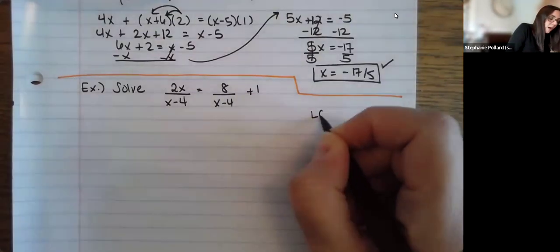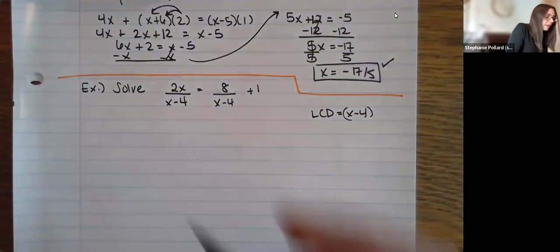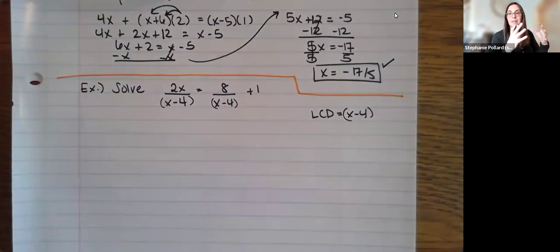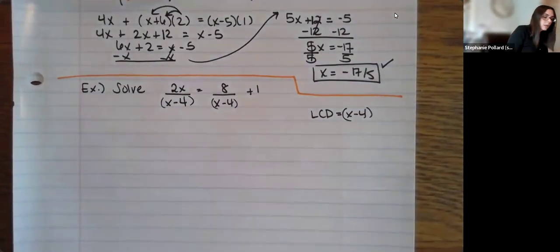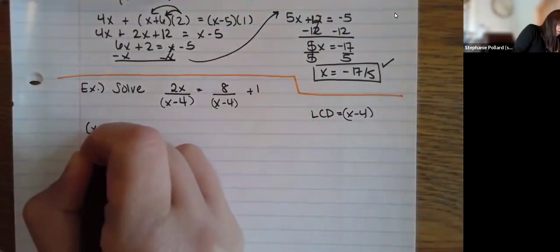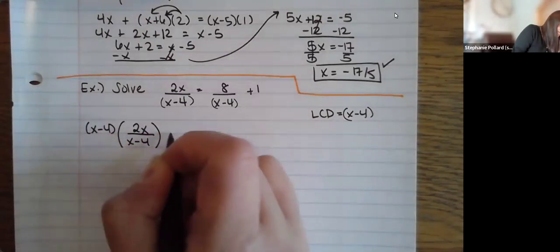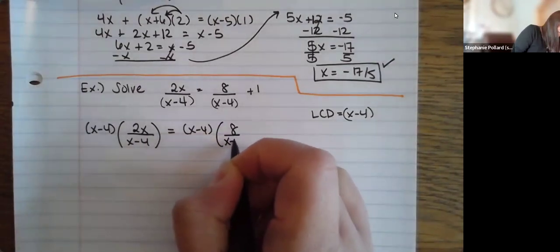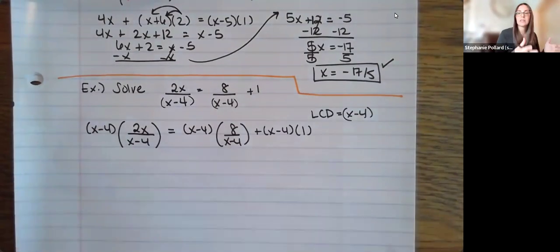Because I only have one denominator, my LCD is going to be that x minus 4. Keep in mind that this is all stuck together, right? So it really is together as a factor here. So I'm going to multiply both sides by x minus 4, which means all the terms. So I have x minus 4 for the first group. I have x minus 4 for the second group. And then don't forget, you still need it for the number 1. It has to be consistent.